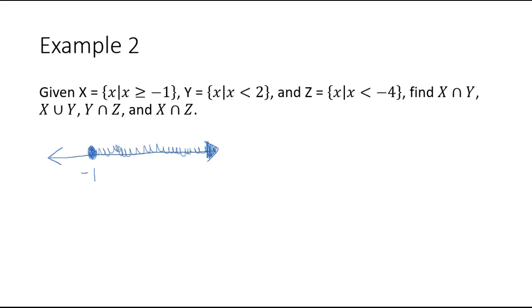All right, let's change colors. Set y is all of the numbers less than +2. So we'll put +2 out here. And it's just plain old less than, so this is going to get an open circle on it. And this time we're supposed to shade everything less than +2. So that's everything to the left back here, like this.